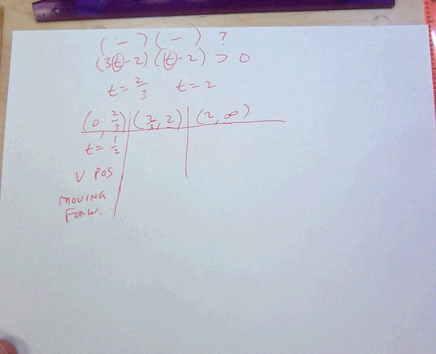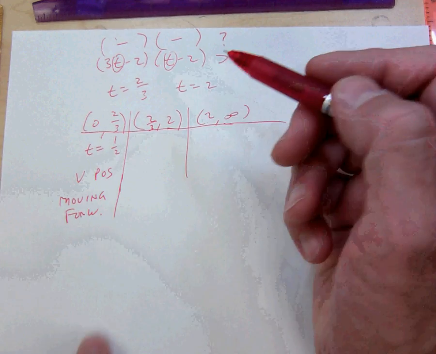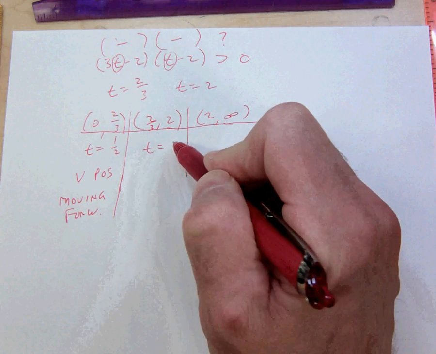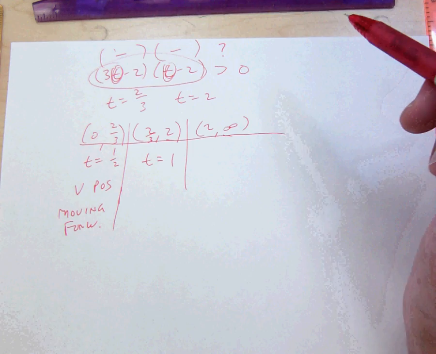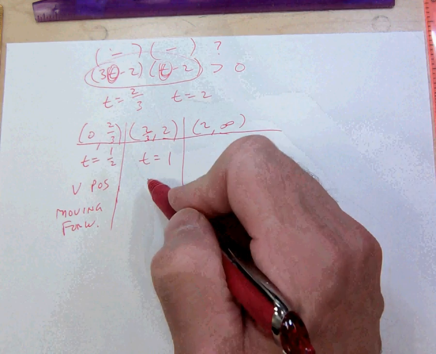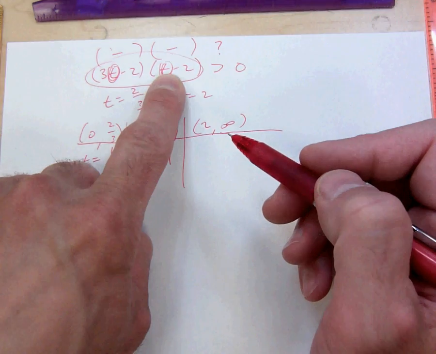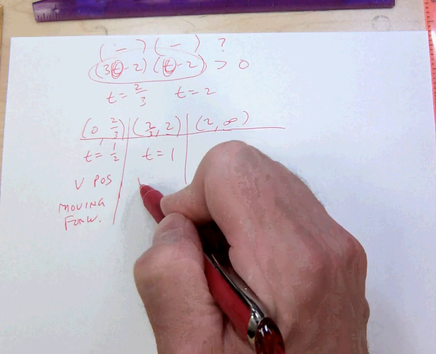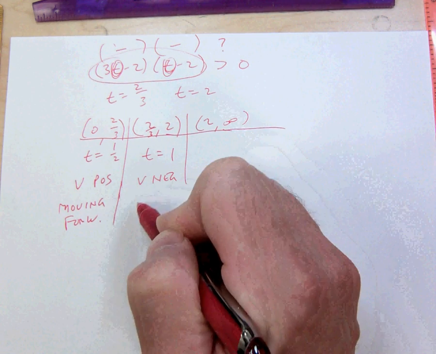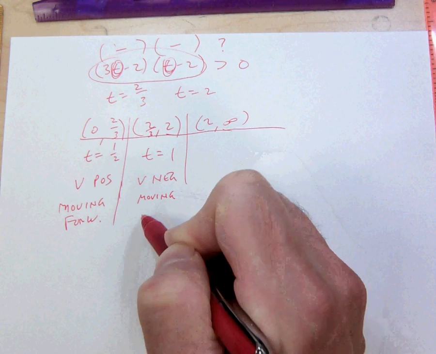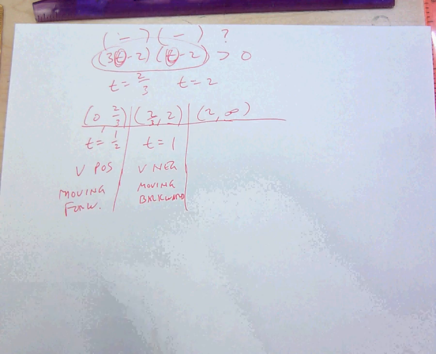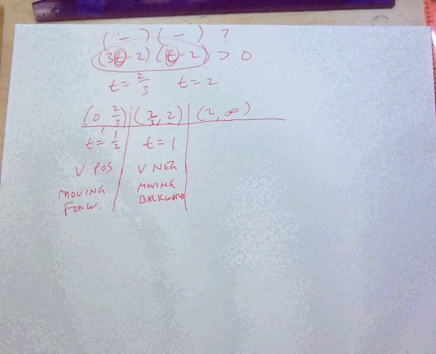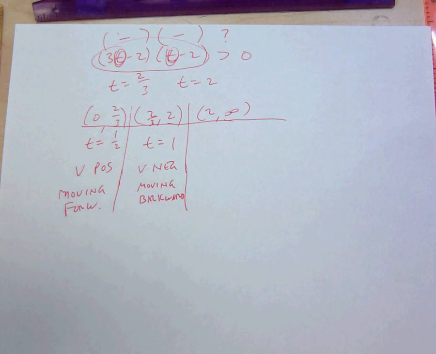Got it? Okay, pick something between 2/3 and 2. Pick a time in there. 1. Okay, if I plug in a 1 here and a 1 there, is this product positive or negative? Negative, because here this ends up being positive times a negative, which is a negative. So V is negative in there, then the particle is moving backwards. And what do I mean by backwards? Well, if you're talking left and right, left is backwards. If you're talking up and down, down is backwards. Does that make sense?